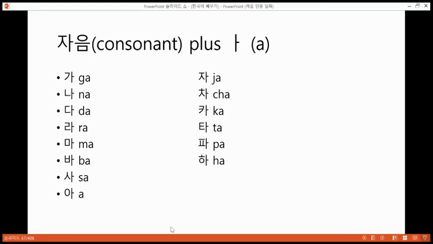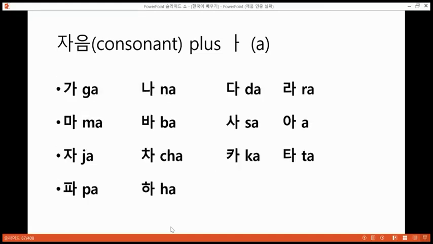Okay, let's go on with the consonant plus ㅏ. Next page. Let's go to the next page, the bold letters. Let's read together. 가나다라, 마바사아, 자차카타, 파하. So we have put vowel ㅏ into the 14 consonants.